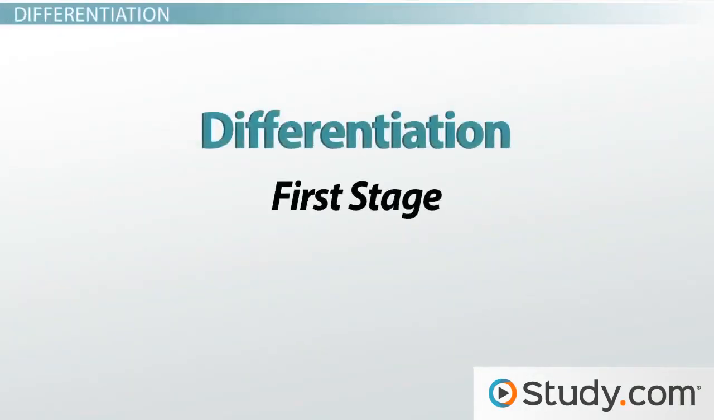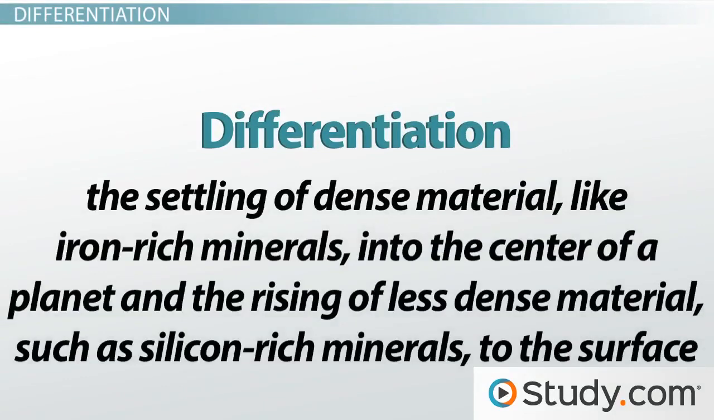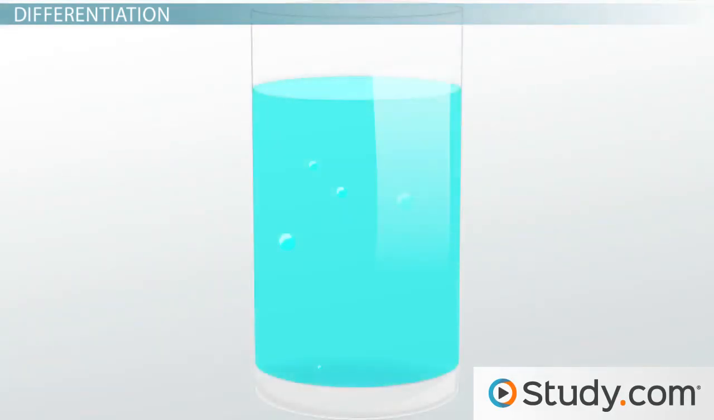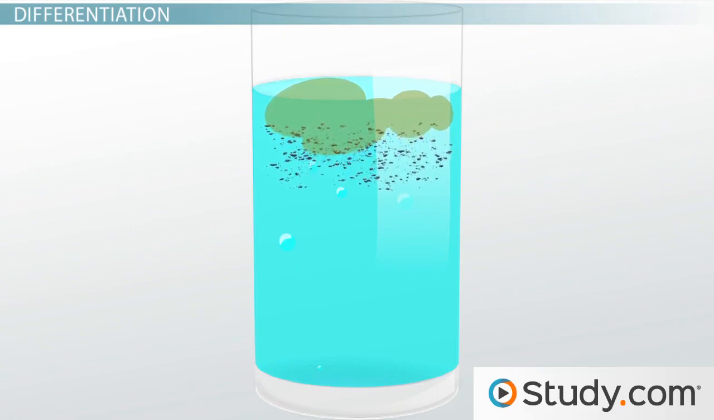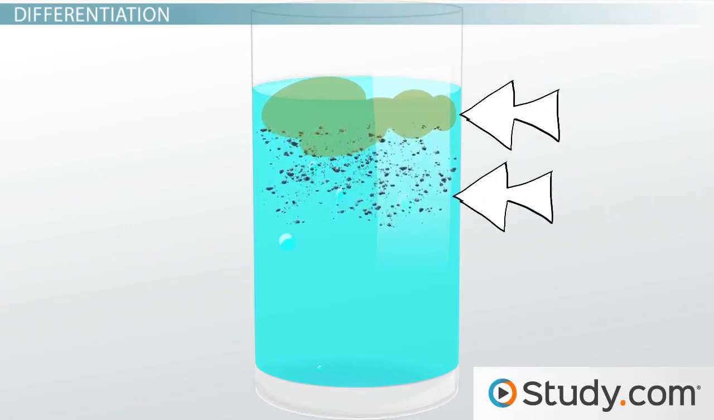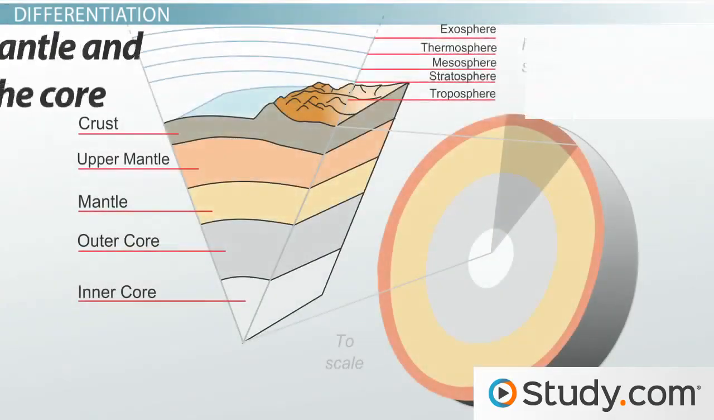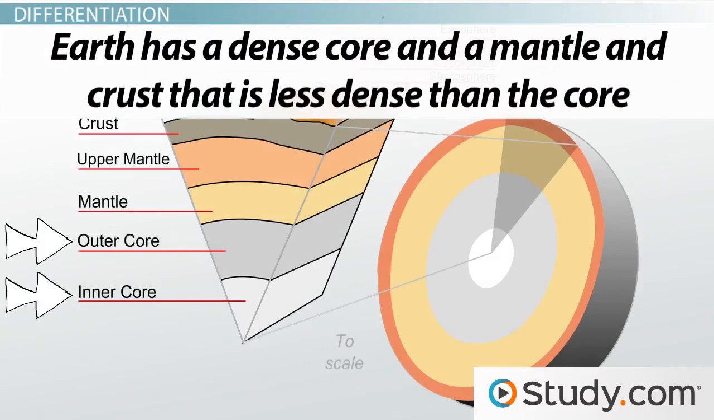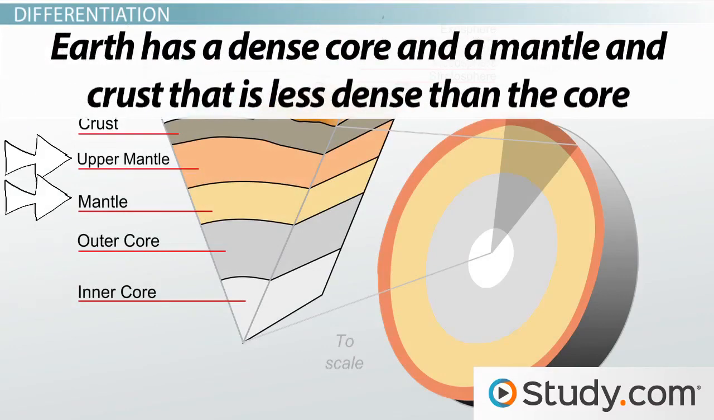The first stage of planetary development is called differentiation, the settling of dense material, like iron-rich minerals, into the center of a planet, and the rising of less dense material, such as the silicon-rich minerals, to the surface. Differentiation can be demonstrated at home by plopping some dirt into a cup of water. The rocks in the dirt, the dense stuff, will sink to the bottom right away. The less dense stuff will float near the top. Thus, our Earth has a dense core and a mantle and crust that is less dense than the core.